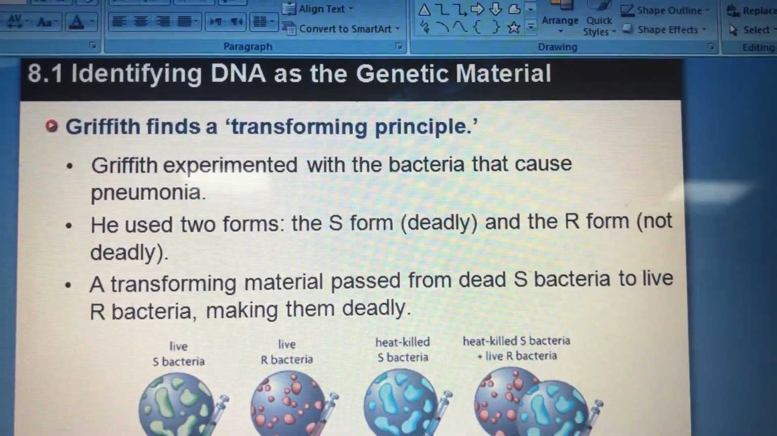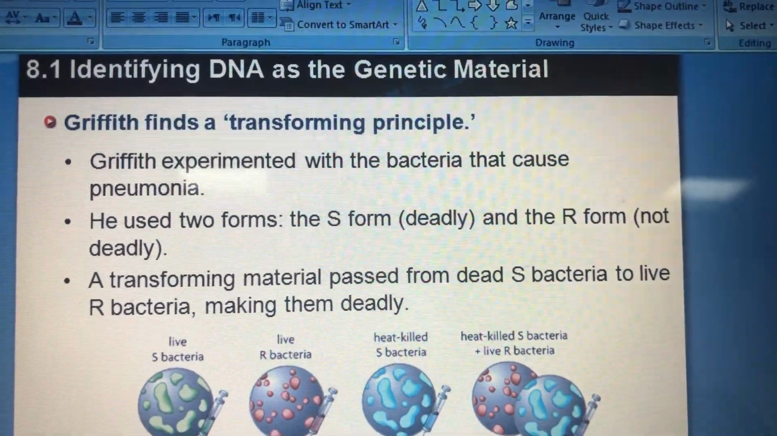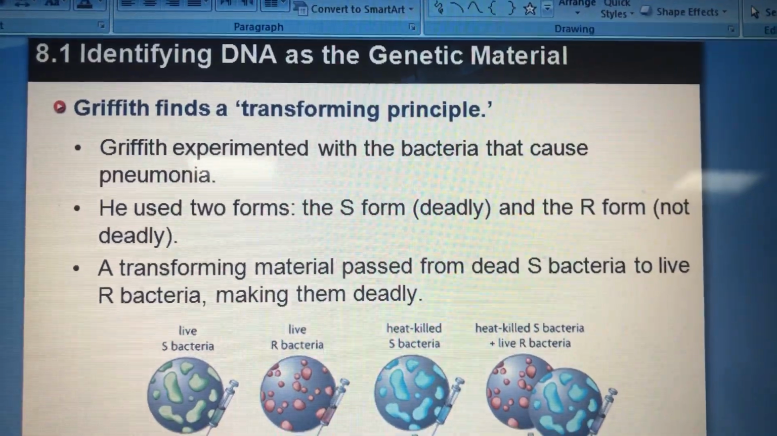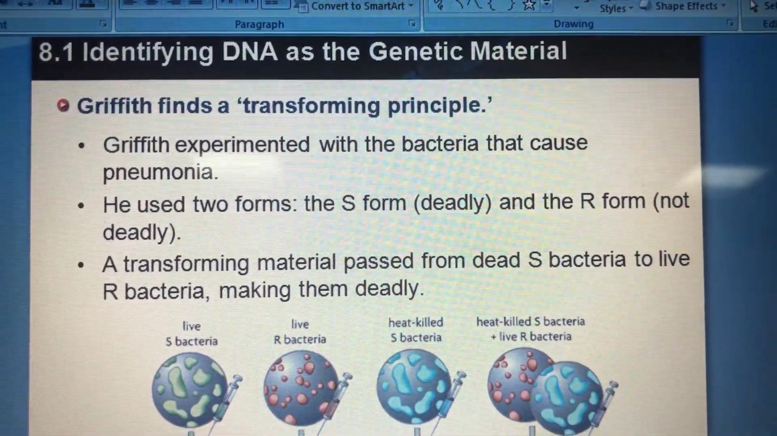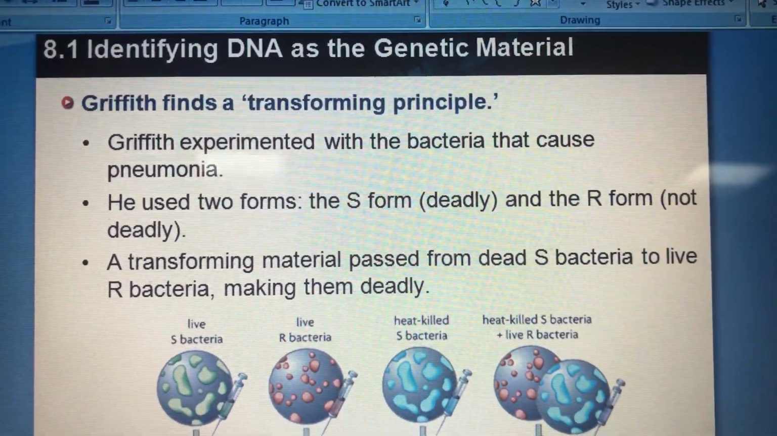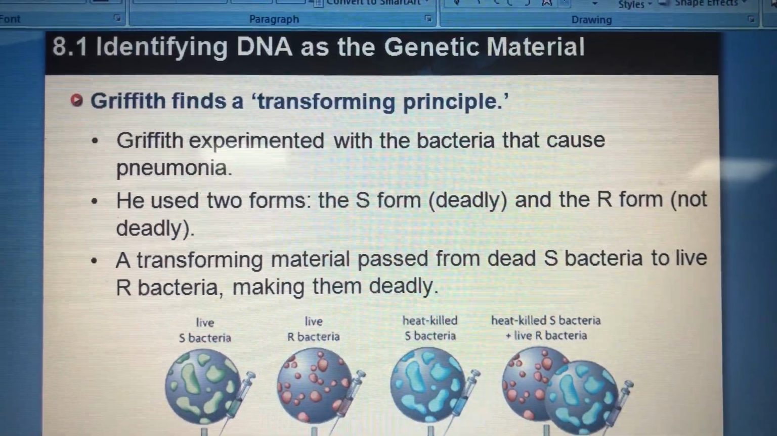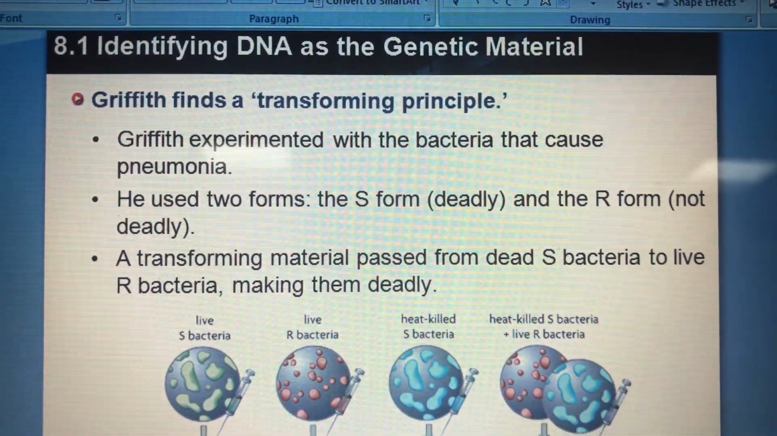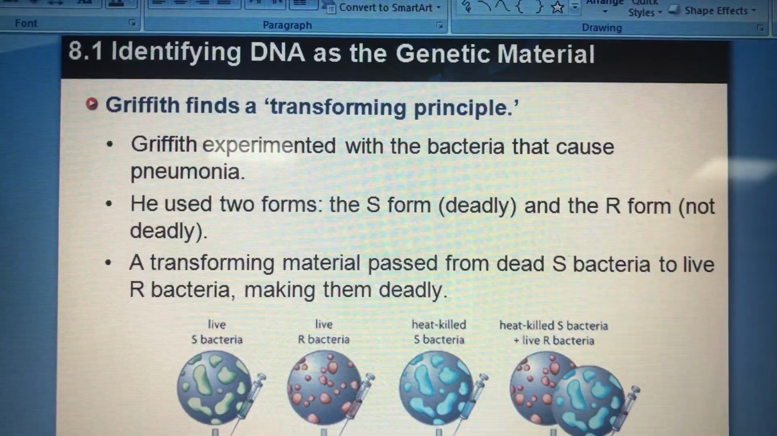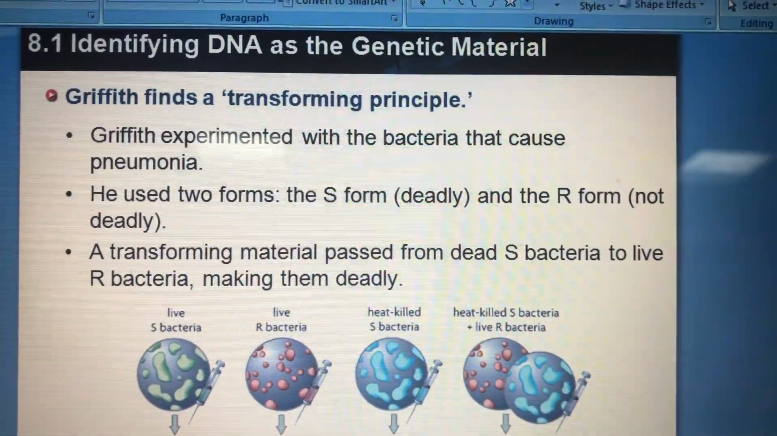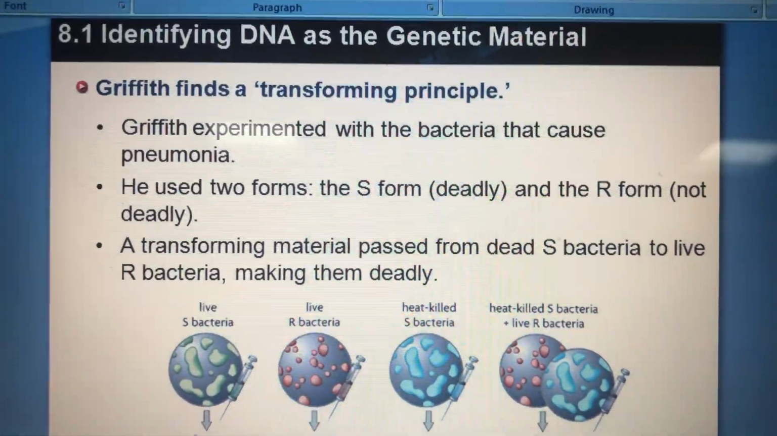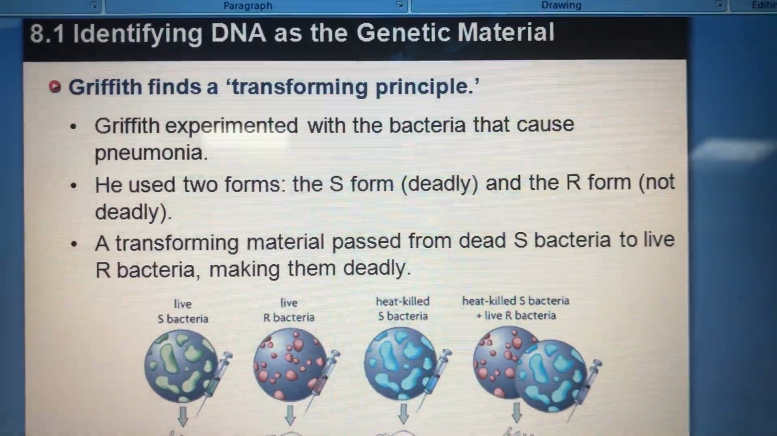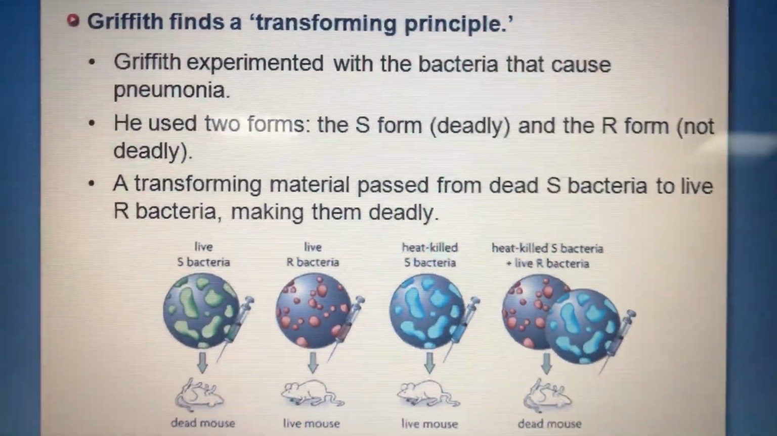The first scientist who found out about the DNA was called Griffith. He found the transforming principle. He used two types of bacteria, and one of them is deadly, one of them is not deadly. The S form was deadly, the R form was not deadly, and he injected the mouse.